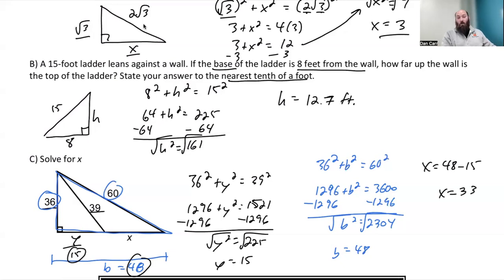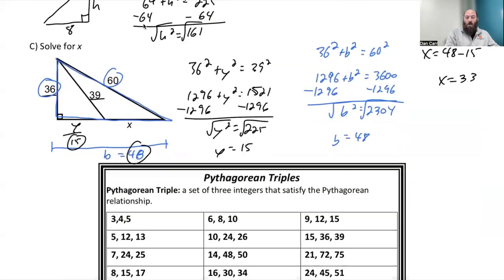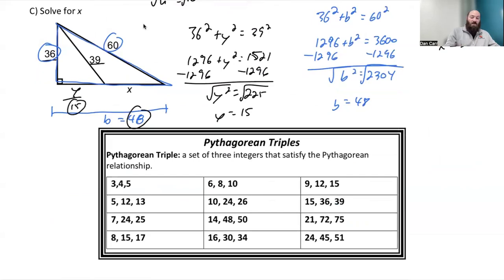Okay, so this is a good example because you noticed all of my square root numbers were perfect squares. All of these numbers are whole number integers here. These are what's called Pythagorean triples. Pythagorean triples are a set of three integers that satisfy the Pythagorean relationship. So in every case here, our Pythagorean relationship is a squared plus b squared equals c squared.